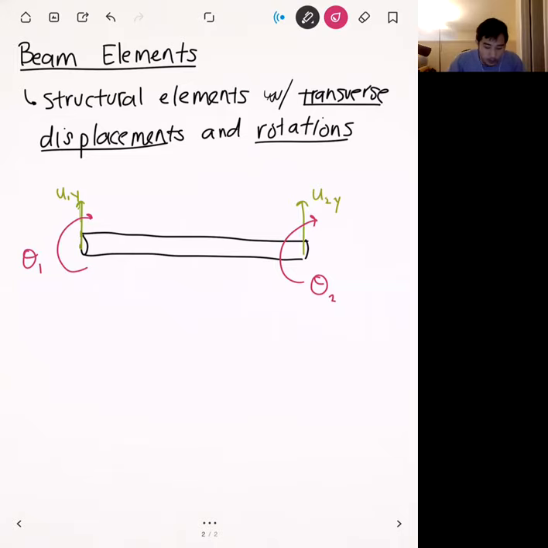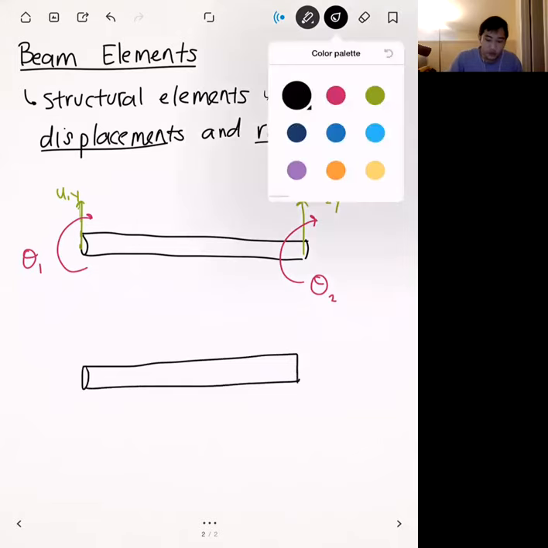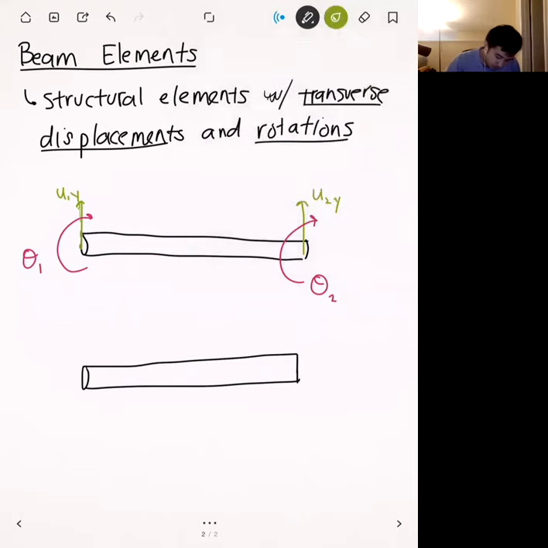Okay. And what causes these transverse displacements and rotations are going to be transverse forces and moments. Okay? And so the kinds of forces that we're going to be looking at for these beam elements look like the following. Okay? And so they're always going to be forces that are perpendicular to the element. Okay. And so here we're going to have F1y. This is F2y. Okay. And there's also going to be moments, sorry. So we have an M1 and M2.